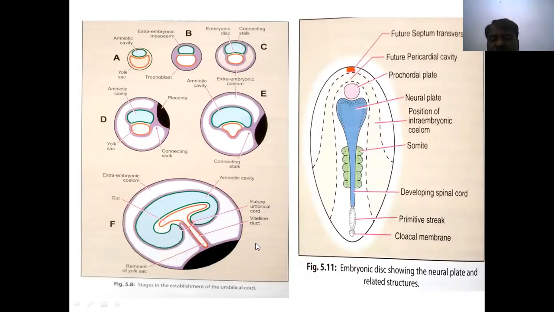Normally the length of the umbilical cord is 45 centimeters. It is tortuous. Initially two veins and two arteries are there. Finally, after the right umbilical vein disappears, only the left umbilical vein remains.